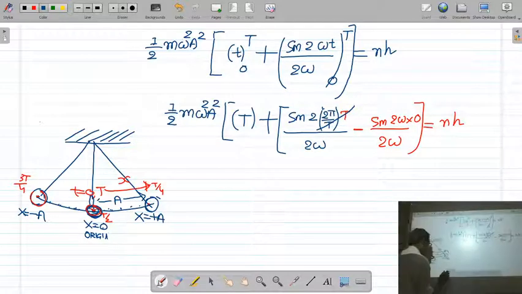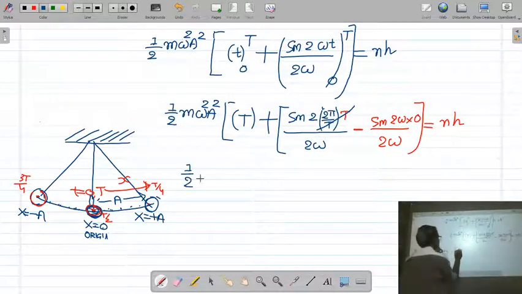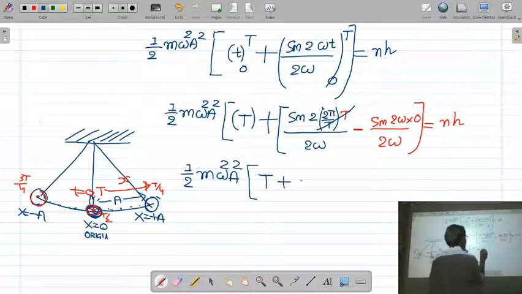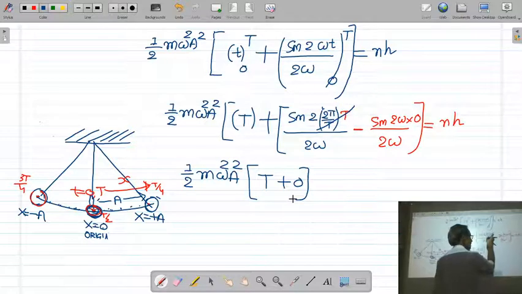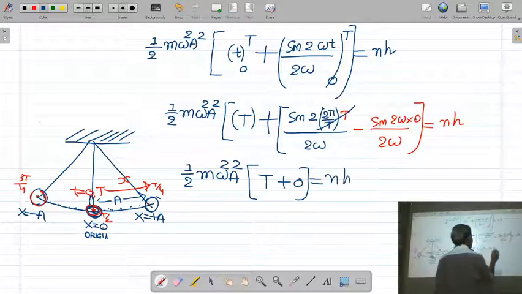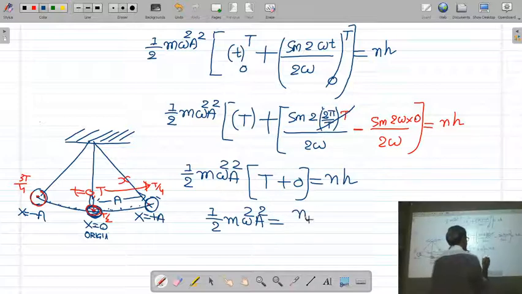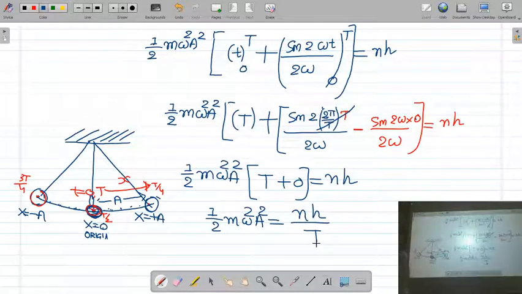So we get 1 by 2 m omega square a square capital T. The value of the second integral is 0 because sin 4 pi is 0, and sin 0 is also 0. That is equal to nh. So the value of 1 by 2 m omega square a square is nothing but nh upon capital T.